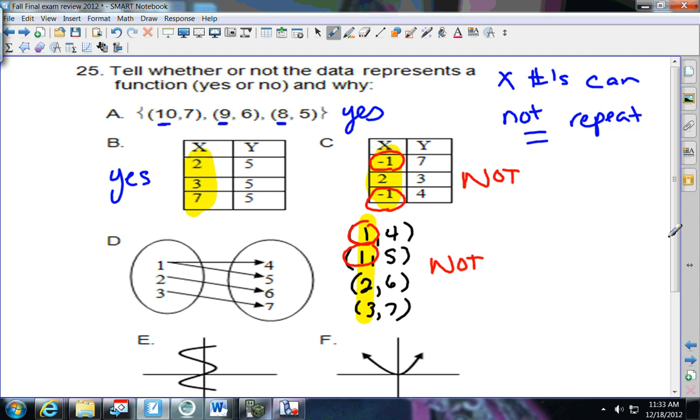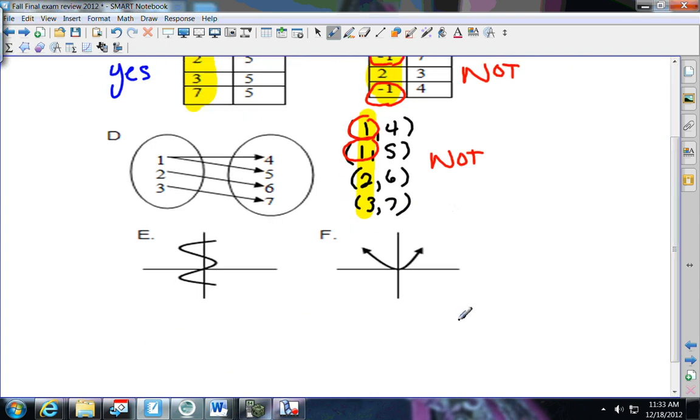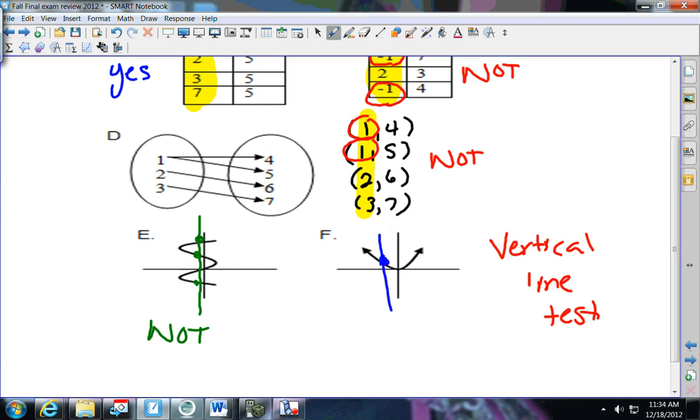Now, there was another thing we did besides looking at the X numbers. If you looked at a graph, do you remember what we figured out if it was a function or not? It was a something something test. Say it again? It was the vertical line test. So if I draw a vertical line right here and it crosses in more than one spot, this is not a function. Here, when I draw my vertical line, it crosses once, and that's okay. So yes, this is a function.